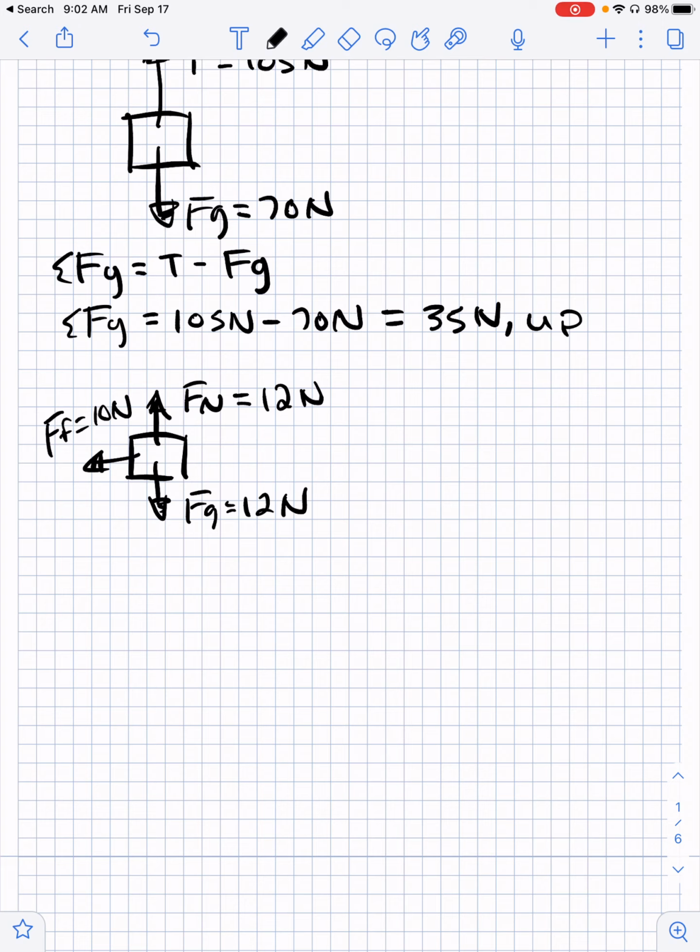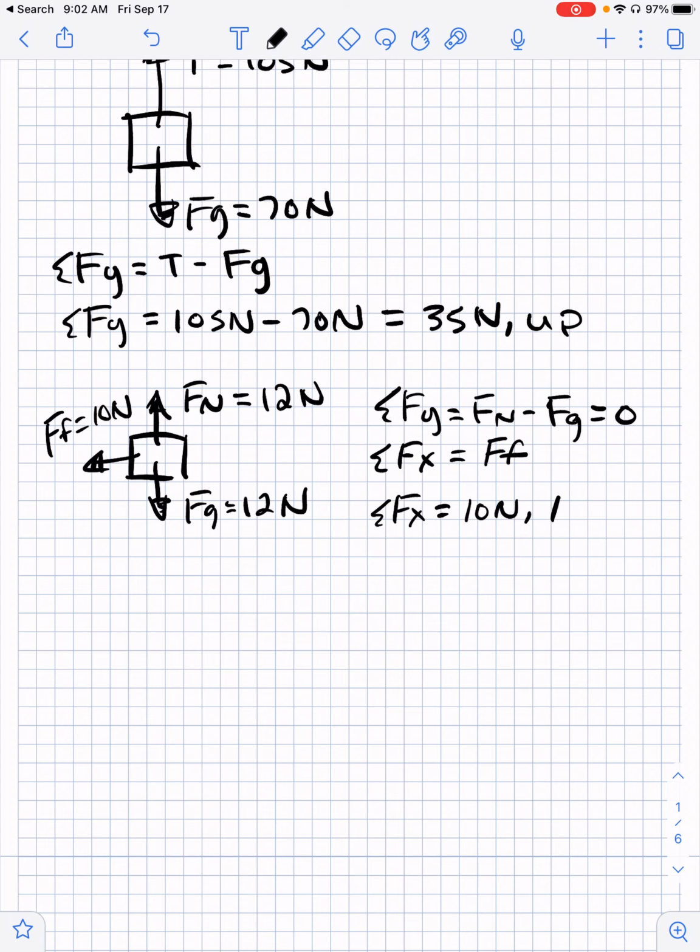In this situation, my net force equation in the y direction is going to be the normal force minus the weight. Looking at this diagram that we've made, it's balanced vertically, so we can still set that one equal to 0. But in the x direction, all we have is friction. So for this one, my net force in the x direction is just going to equal 10 newtons to the left.